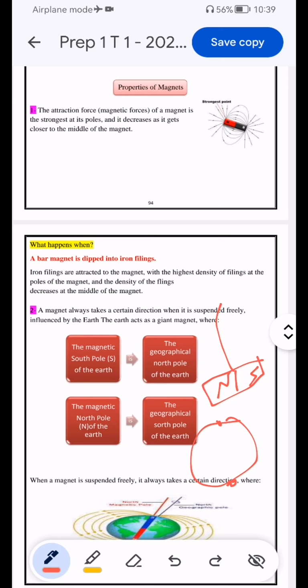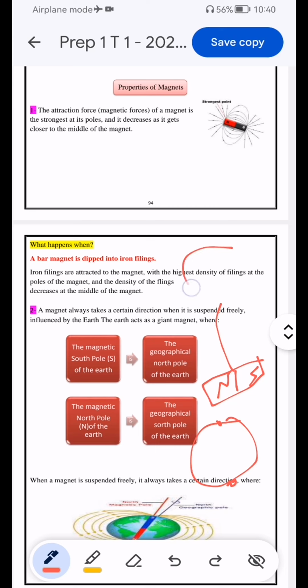But the south pole of the magnet, suspended freely, always points to the geographical south pole of the Earth. Okay, so when we suspend the magnet freely, it always takes a certain direction. North pole of the magnet always points to the geographical north pole of the Earth, but the south pole of the magnet always points to the geographical south pole of the Earth. Okay, and the Earth acts as a giant magnet. Why? How does it act as a giant magnet?